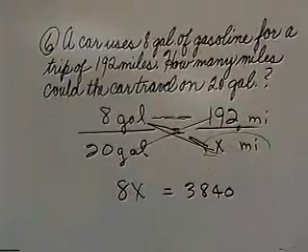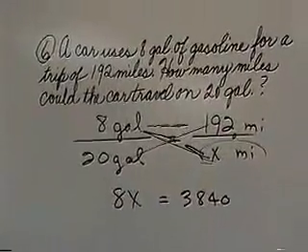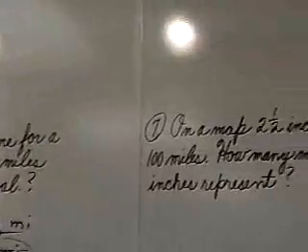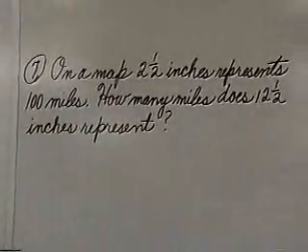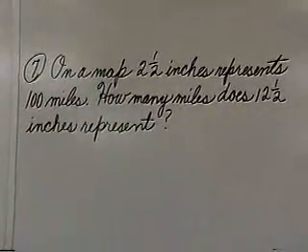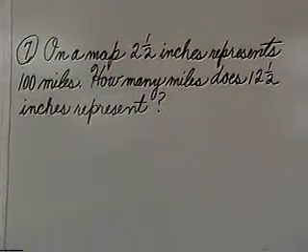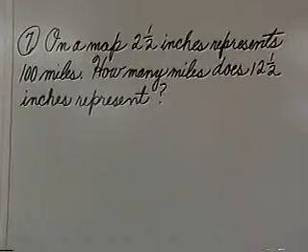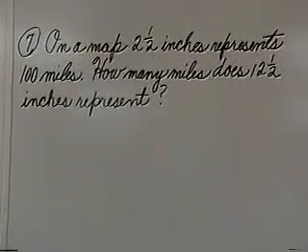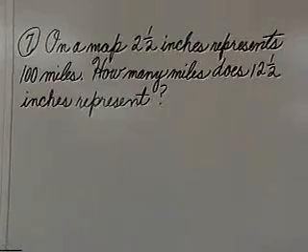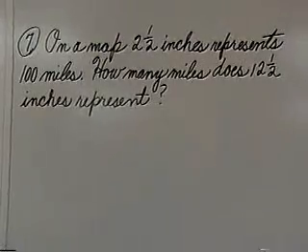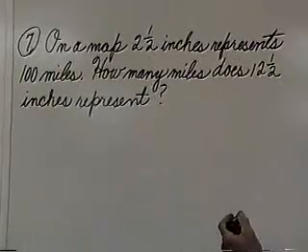All right, let's look at a little more difficult one in terms of the numbers, but the same process. Okay, number 7 says on a map 2.5 inches represents 100 miles. How many miles does 12.5 inches represent? Well, see, this is not quite as easy. And so instead of sitting there and trying to think and figure out shortcuts and stuff, then all we have to do is write this down and it'll work out.